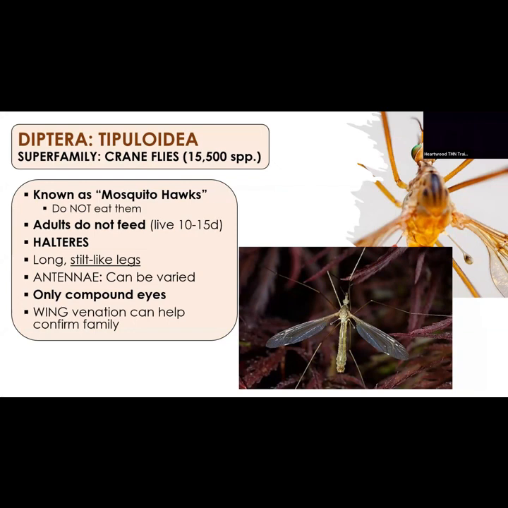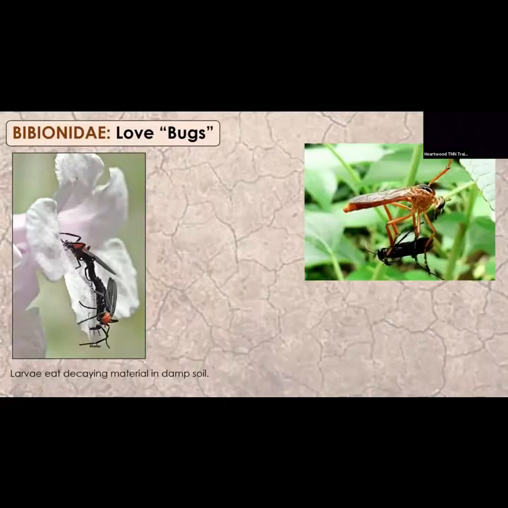Wing venation can help confirm the family, because Tipuloidea is a superfamily. So if you want to figure out what family, then you look at the wing venation. That can help. They only have compound eyes and really long, thin legs. I'm sure everybody saw a million this spring or March, because I sure did at my house.